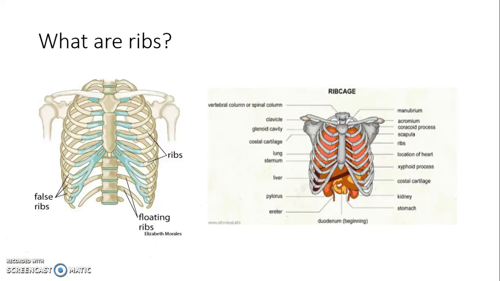These 3 types of ribs form your rib cage. Your rib cage protects a lot of your vital organs such as your lungs and heart.